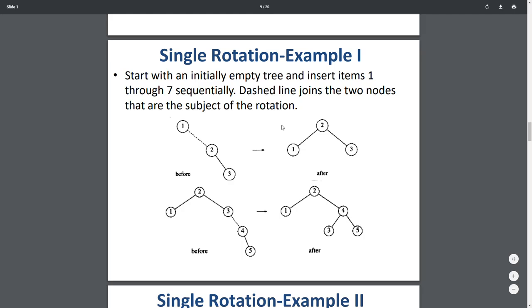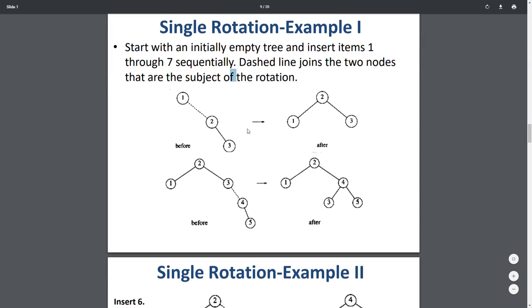Now a single rotation example. Create an AVL tree using the numbers 1 to 7 sequentially. Insert 1, the tree is balanced. Insert 2, the tree is again balanced. Now insert 3. Then 1 has balance factor 0 minus 2, that is -2. 2 has balance factor 0 minus 1, that is -1, and 3 has 0. So 1 becomes the critical node. Now the new node 3 is inserted at the right part of the right subtree, so LL rotation is applied, and it is a single rotation applied on the child node.